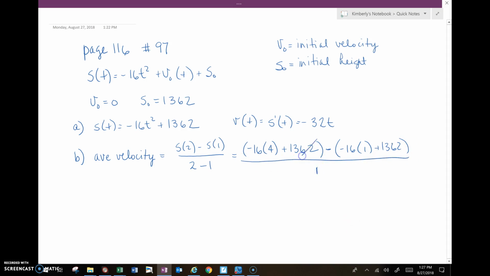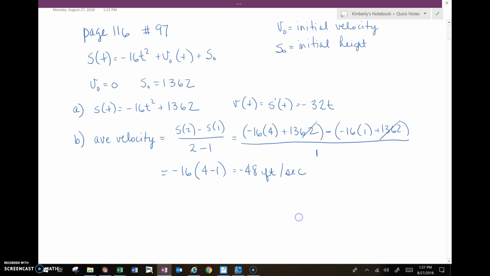The 1,362's cancel. I'm going to pull out a negative 16 and write 4 minus 1, and I get negative 48. They've already said that this is in terms of feet, and it's actually, even though I don't believe they say it, feet per second. So there's our average velocity. C takes us to instantaneous velocity.